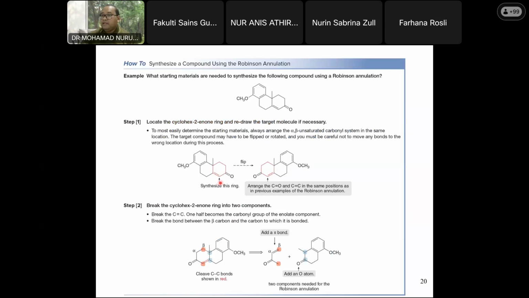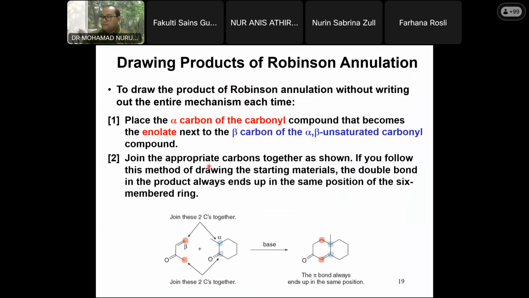Okay, this is an example. What is the starting material needed to synthesize the following compound using Robinson annulations? The first one, as I said, locate the cyclohexenone ring and redraw the target molecule if necessary. To most easily determine the starting material, always rearrange the alpha beta unsaturated carbonyl system in the same locations. In this case, you have to flip the ring to make sure it becomes like this.